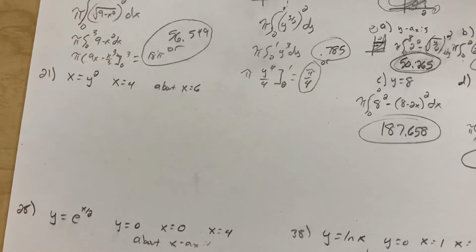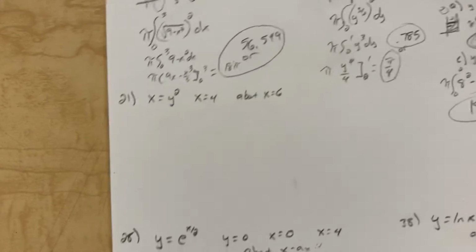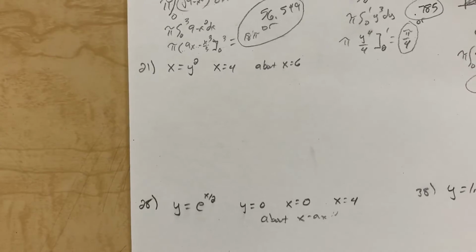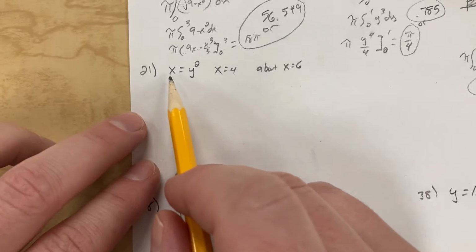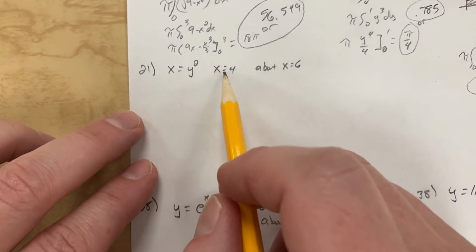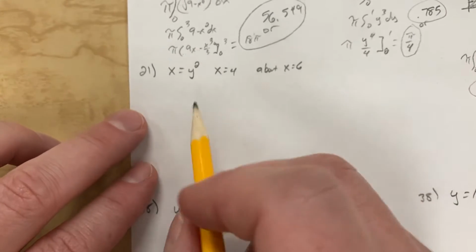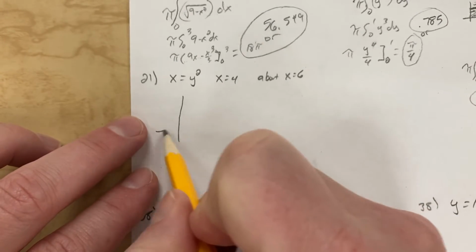All right, so now this is page 463, part 2. And the first one here wants us to take this region, x equal y squared, the line x equal 4, and spin it around the line x equals 6. So let's get a visual on that.